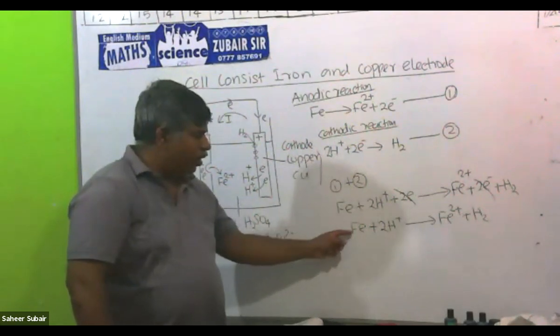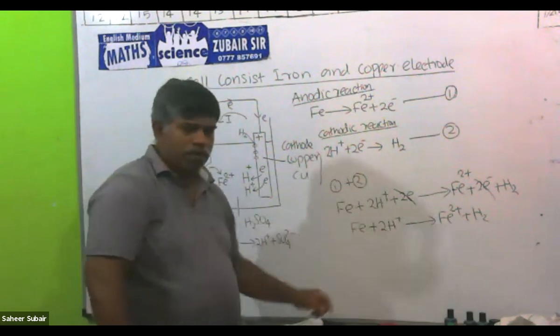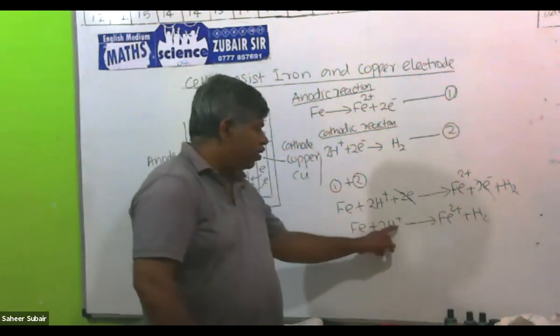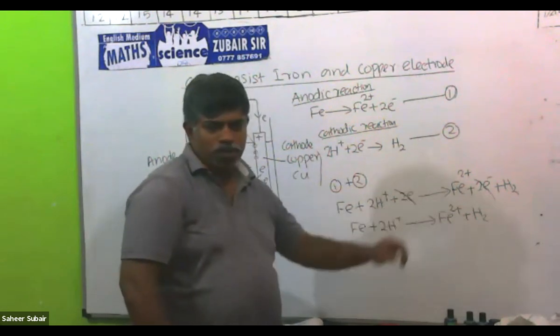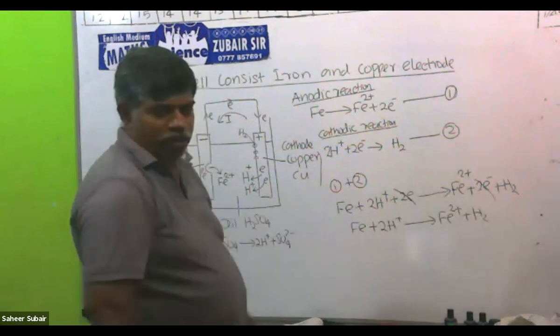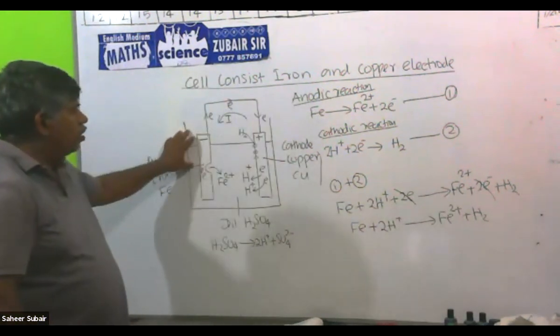Then what is happening here? Fe and H+, atom and ion, are getting exchanged. See, this one becomes an ion, that one becomes an atom and molecule. So ion exchange is occurring. So this is the reaction occurring in the anode.